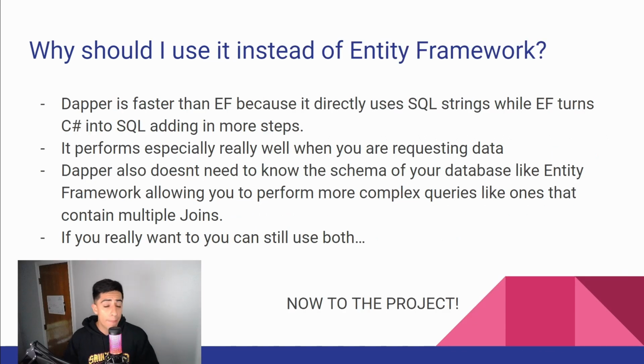So why should you use Dapper instead of Entity Framework? Well, Dapper is faster than EF because it directly uses SQL strings to make its queries, while EF turns its C# into SQL, just obviously adding more steps. It performs really well when you're requesting data. Dapper also doesn't need to know the schema of your database like Entity Framework does, allowing you to perform more complex queries like the ones that contain multiple joins, and we'll see that later when it comes to just querying or also calling stored procedures. And if you really want, you can use both. They're not going to interfere with each other. But now let's get into the code.